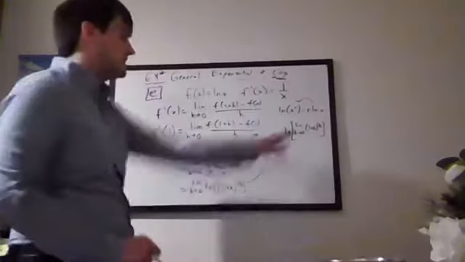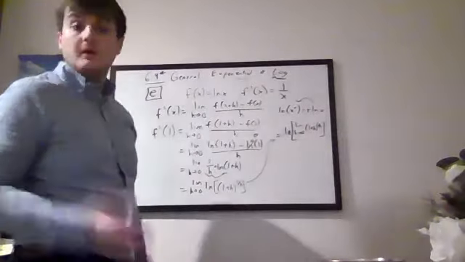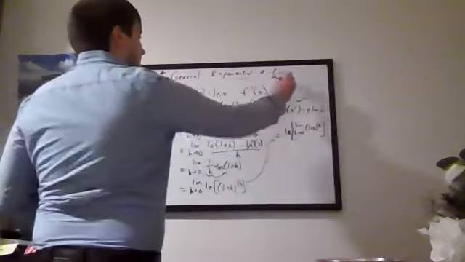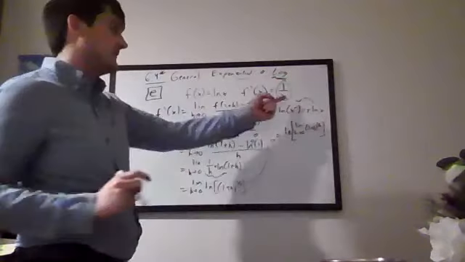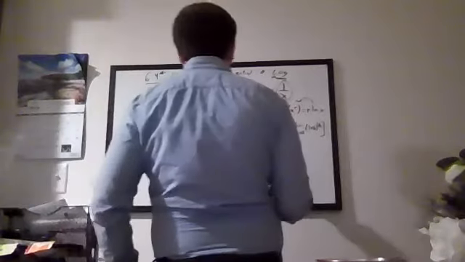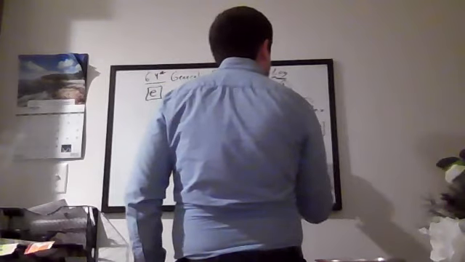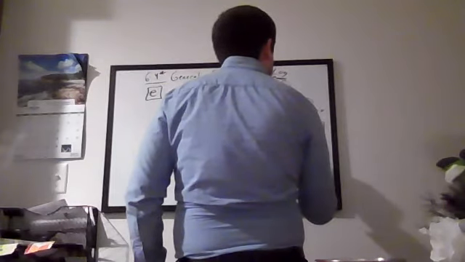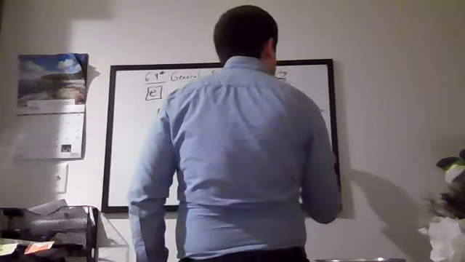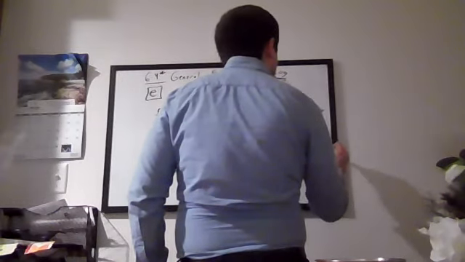Okay, so this thing right here is equal to f prime of 1. Well, we know f prime. It's 1 over x. And what happens when I put 1 in there? I get 1. So this tells me that the natural log of the limit as h approaches 0 of 1 plus h to the 1 over h equals 1.